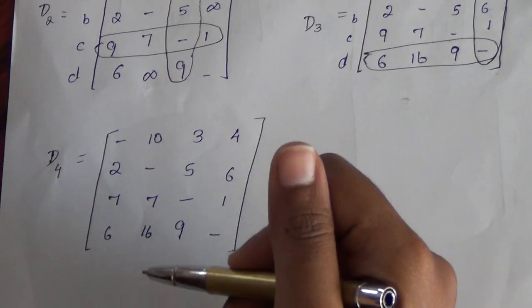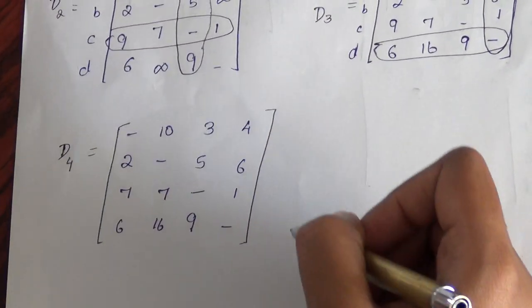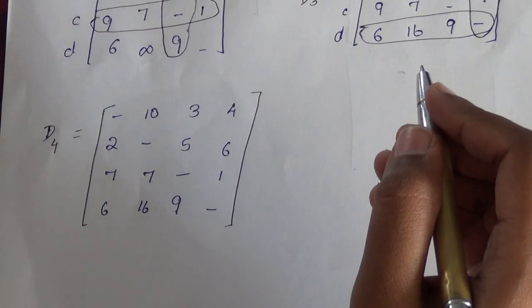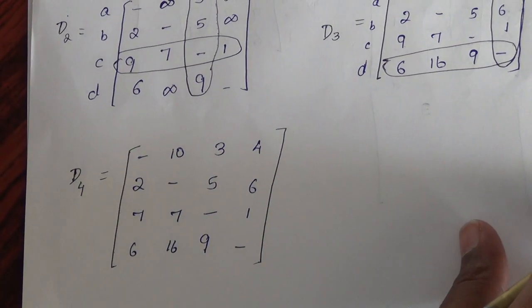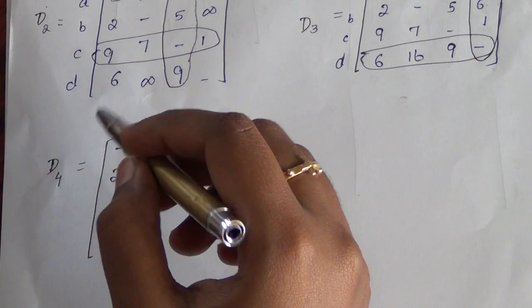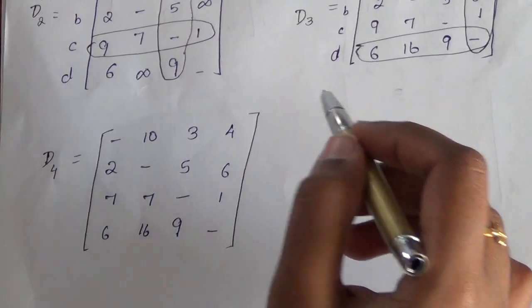So this will be the final matrix, because it has no infinity. We have replaced all the infinity with some finite values. So this will be the shortest distance from each node to all the other nodes.